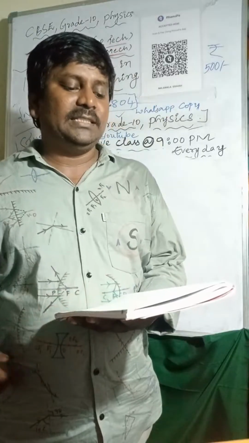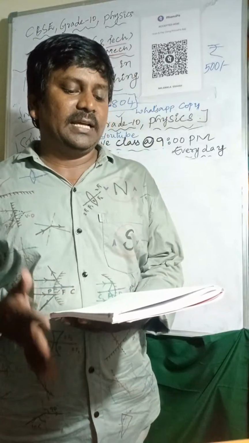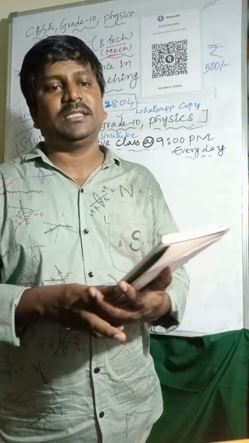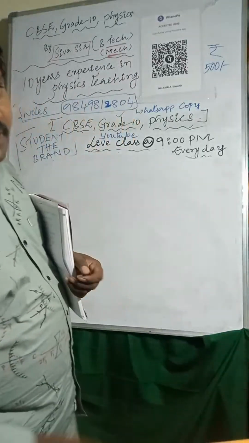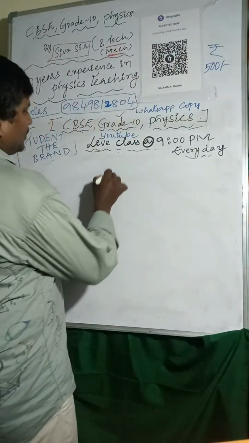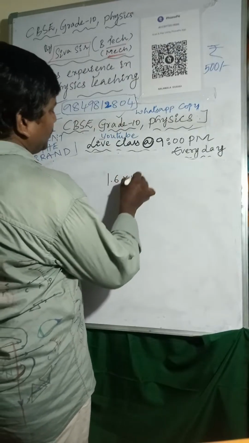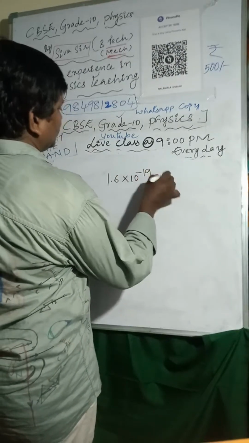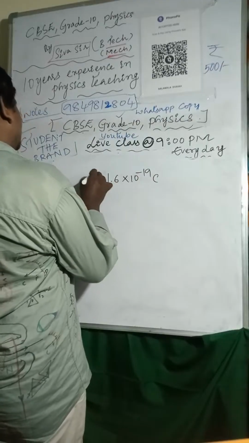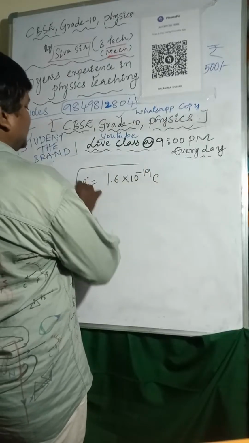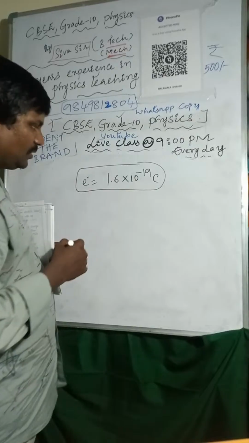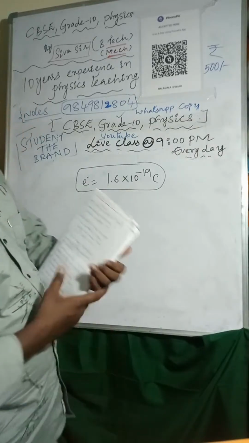So how much is the charge of an electron? Can a charge less than this value exist? No, the charge of an electron is 1.6 into 10 power minus 19 coulomb. So less than this value does not exist.